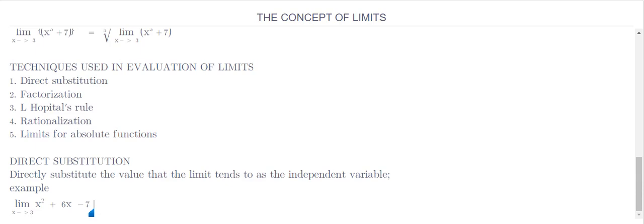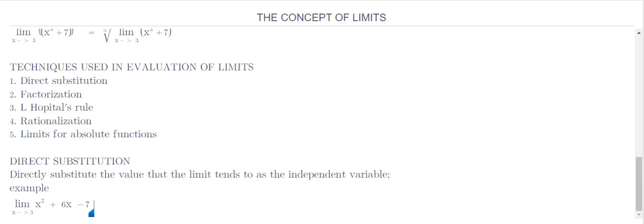Now there are majorly 4 techniques used in evaluation of limits. The first one is direct substitution, we have factorization, we have L'Hopital's rule, we have rationalization, we have limits for absolute functions. I'm going to do them stepwise. In this recording, I'm going to do direct substitution and factorization. In my next recording, I'm going to be doing L'Hopital's and later rationalization and finally the 5th one.